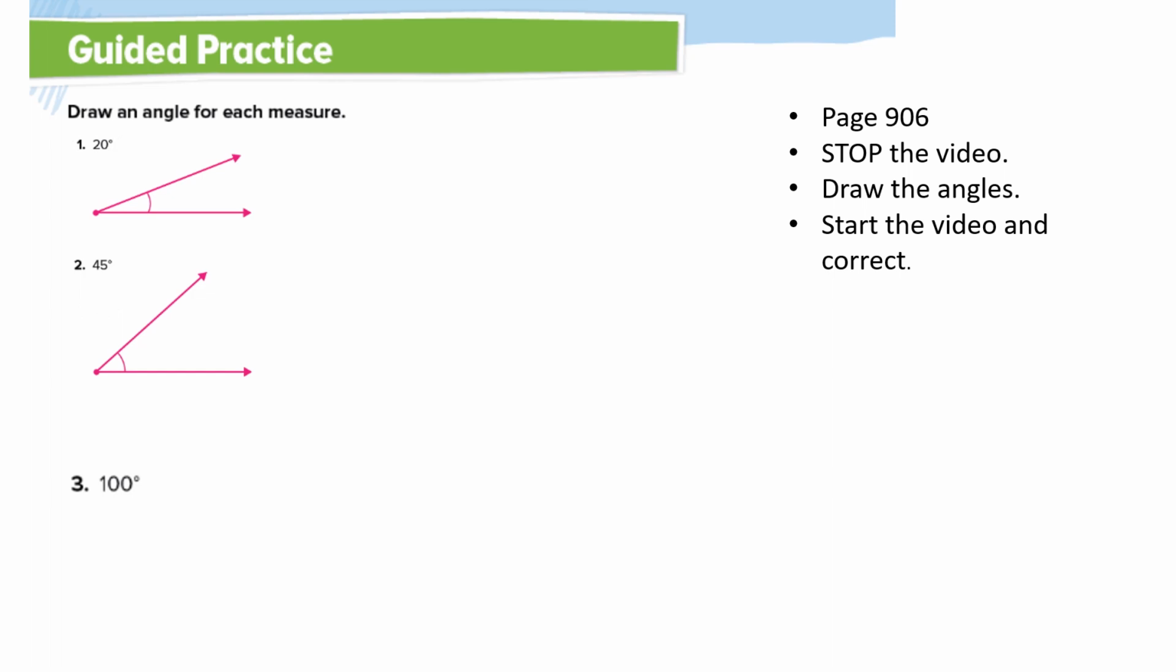Okay, let's see how close you got. Number 1, 20 degrees, it needs to look like this. It's going to definitely be an acute angle. For number 2, 45 degrees is also an acute angle. And for number 3, 100 would be an obtuse angle. It is greater than the 90-degree right angle, isn't it?